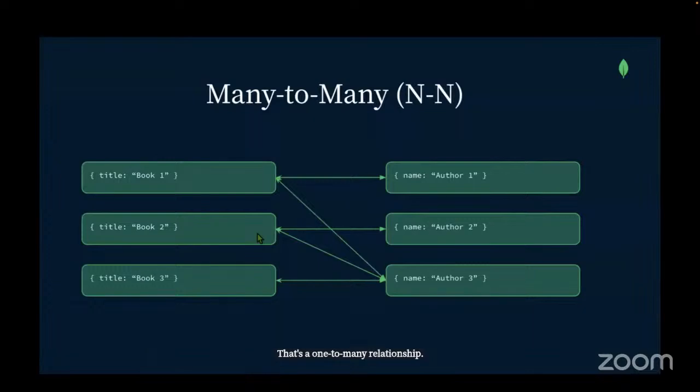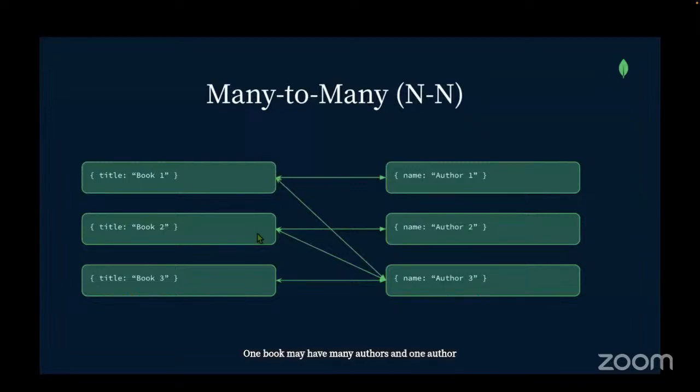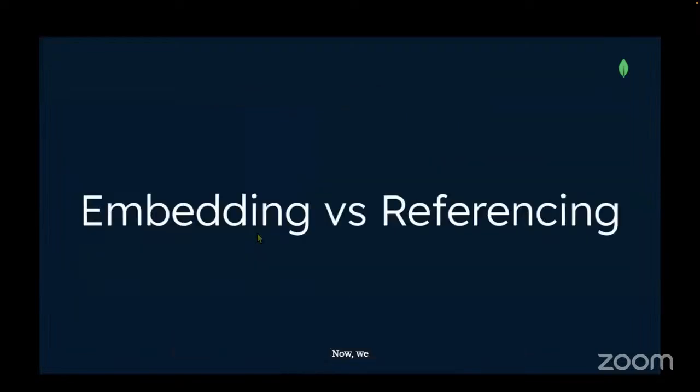And there's also a trickier pattern of relationship to understand, which is many to many. So a good example of this is authors to books. One book may have many authors, and one author may have many books. That's a many to many relationship. Now we can even further refine this, but we'll put that on the shelf for a moment.